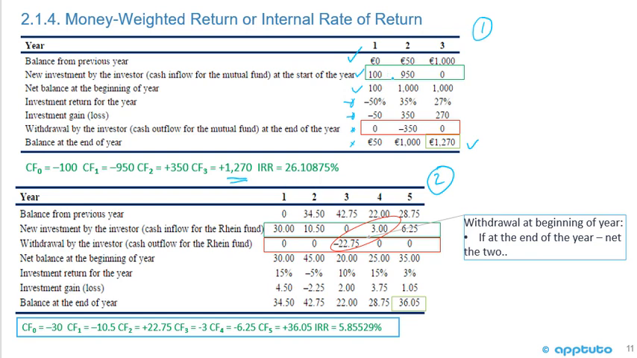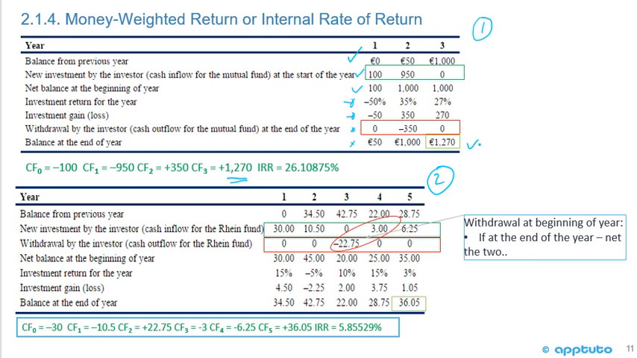That's year 2, 950 put in. So you've got €1,000, 35% return, which is 350. Took out 350, so you had 1,000 at the end of the year. So you got 1,000 at the beginning of the next year. No new investment. 27% return, so that's 270. So at the end, you've got the 1270.